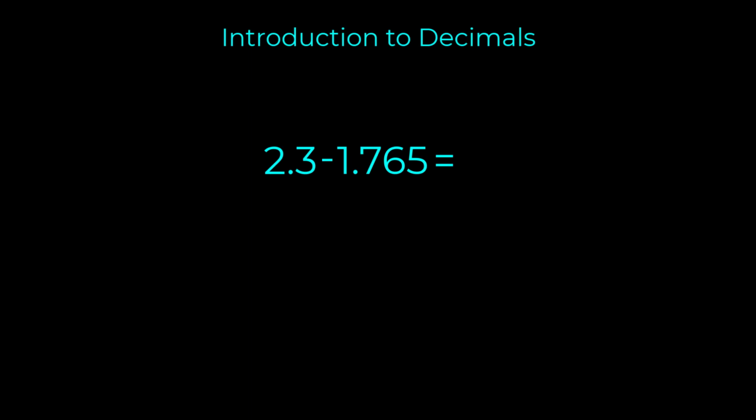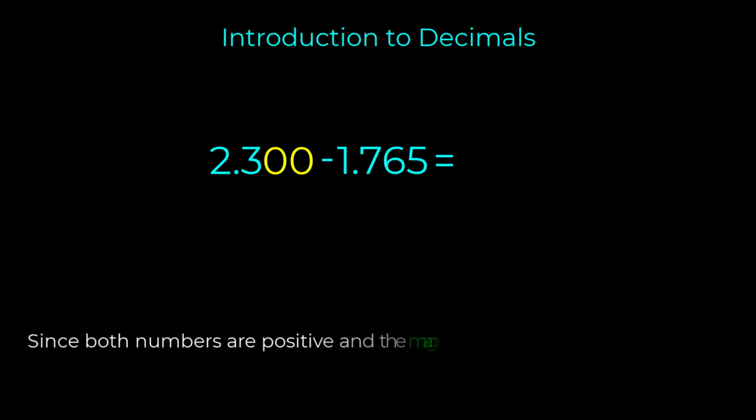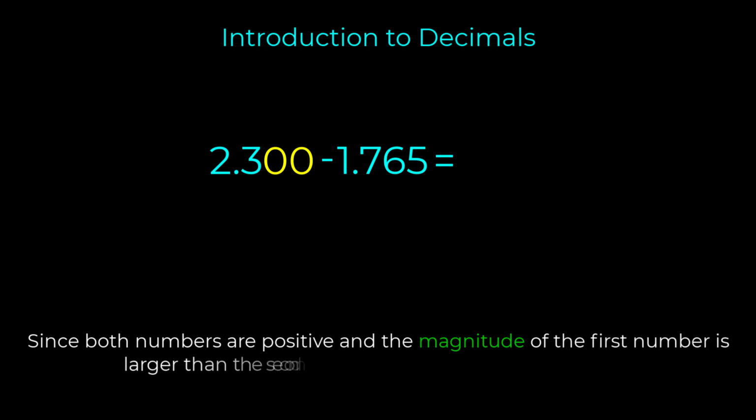Okay, let's figure this out. First, we must add 2 more decimal places to the first number so that both numbers each have 3 places to the right of the decimal point. Our problem is now 2.300 minus 1.765. Since both numbers are positive and the magnitude of the first number is larger than the second, our answer will be positive.